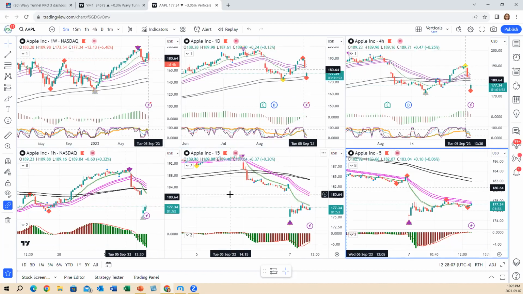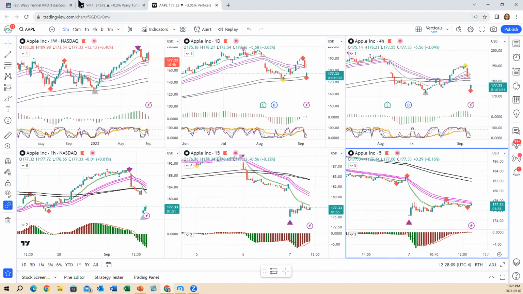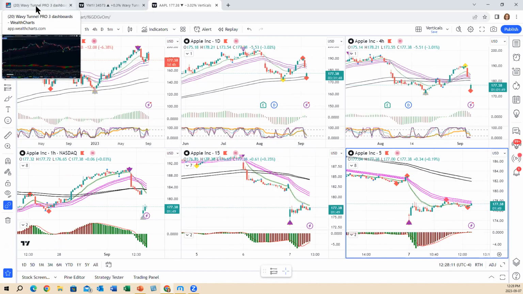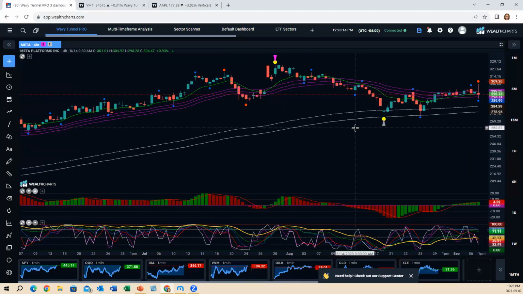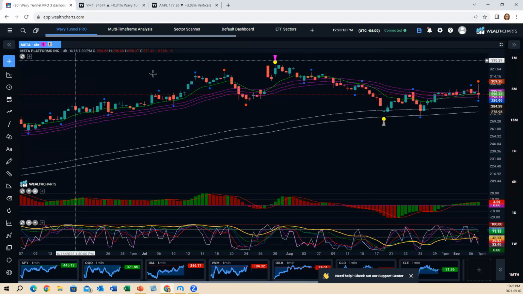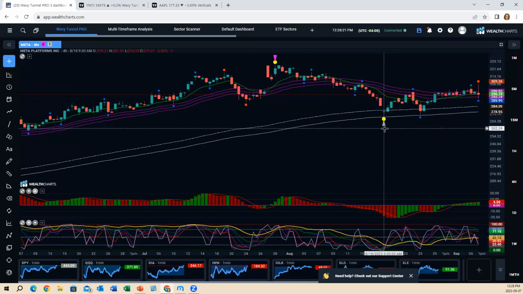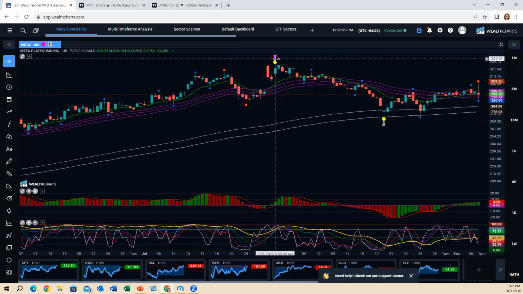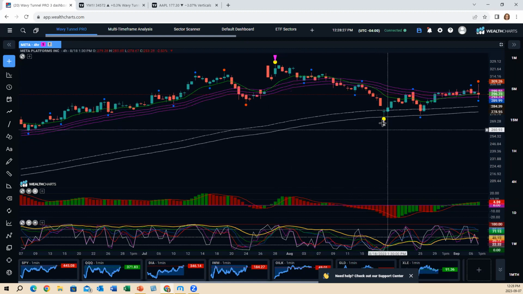Now I just want to show wealth charts. So this is how wealth charts presents. Now this is Meta, the 4-hour. I just happen to have it up. And look at this. This is your breakout 4 trade right over here. You have the purple arrow and then the gray. So this would have shown up on the scanner as a buy right over here on the 4-hour.